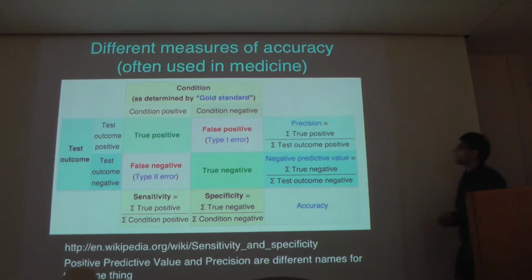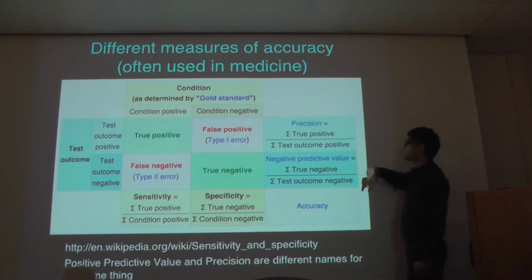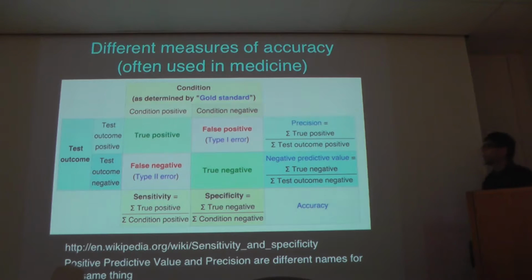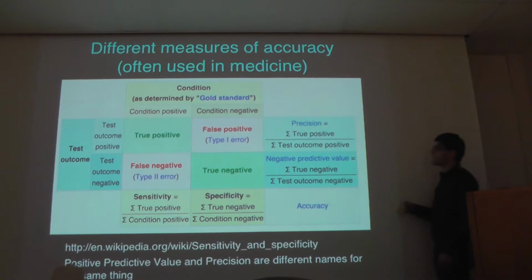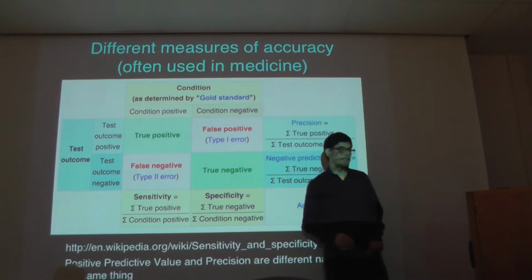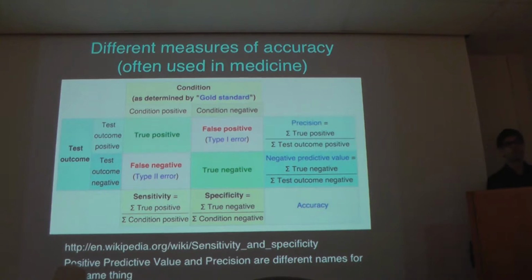And then the positive predictive value, or precision as it's labeled here, says, for all the people who your test says, yeah, I think this person has the disease, how many of them actually really do have the disease?